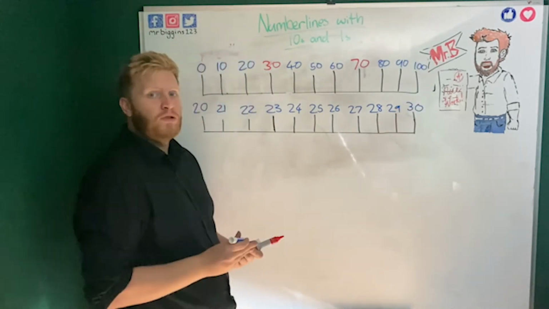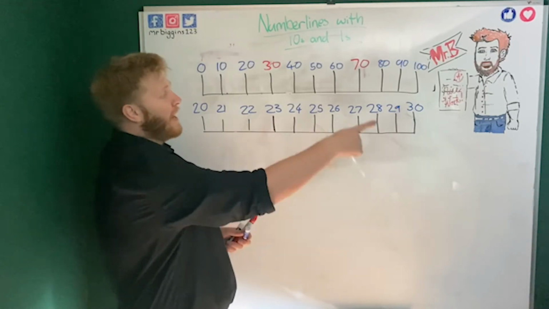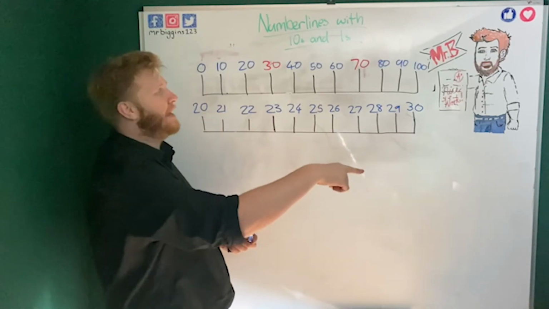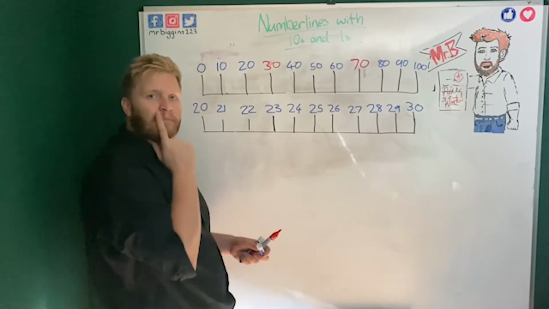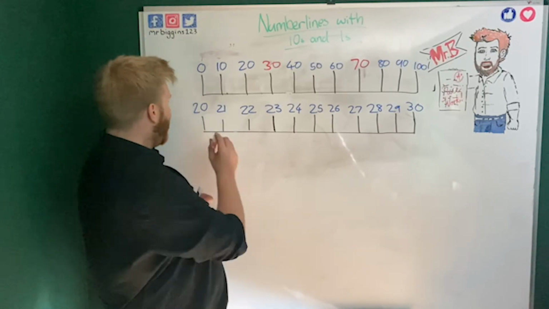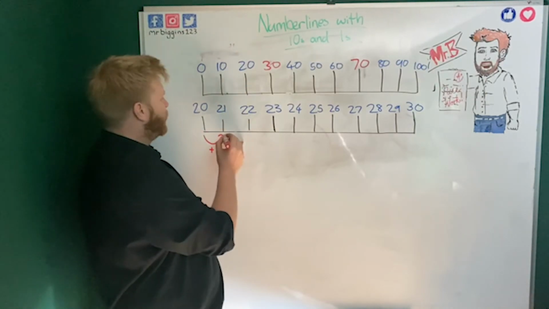Now look at those numbers. What's the same? What's different? Well, let's have a look. We know we've got 10 jumps. Let's see if it goes up in 10 each time. Okay, 20, 21. I haven't added 10 on there. How many have I added on that jump? I've added 1. Let's check to see the next jump.